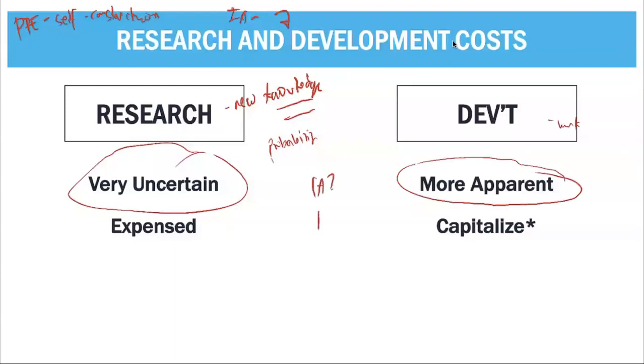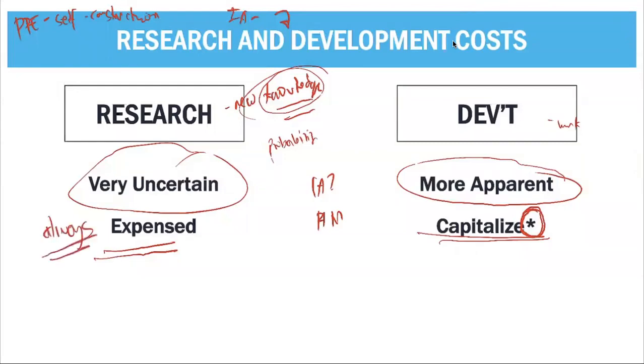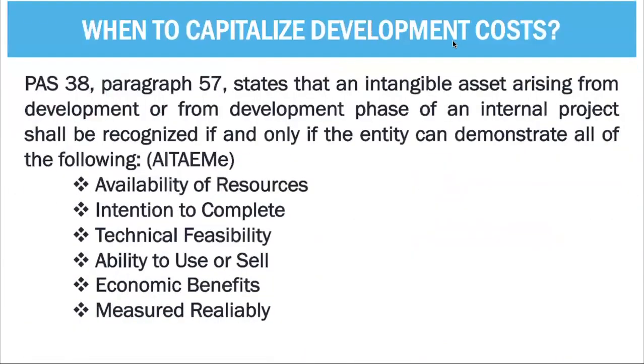Remember, when do we recognize an intangible asset? Probable plus measurable. In research, since we are looking into new knowledge, the probability of having an intangible asset is yet uncertain. Since it is uncertain, expense. In development, you are already working on that knowledge. Therefore, the probability that there is an intangible asset is more apparent, so we capitalize. But take note, I place an asterisk here. When do we capitalize a development cost? Research cost is always expensed. Development cost is capitalized, but when do we capitalize it?